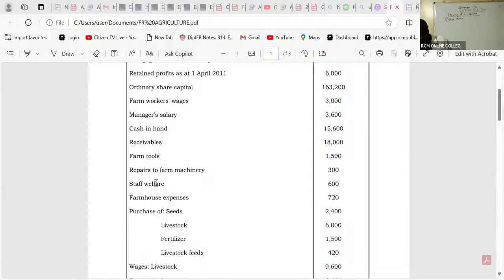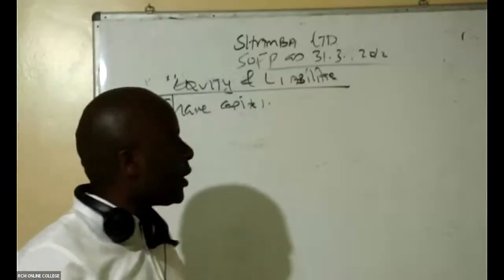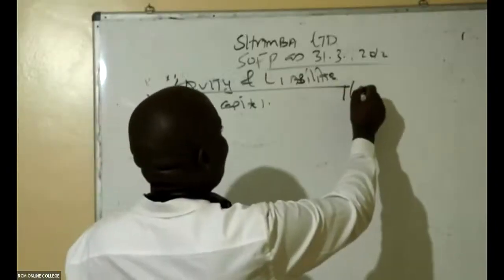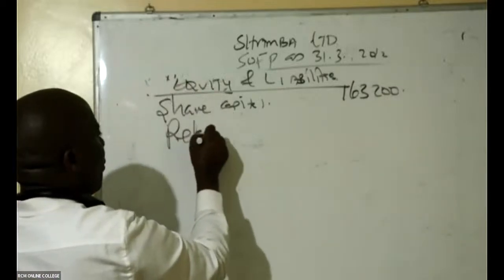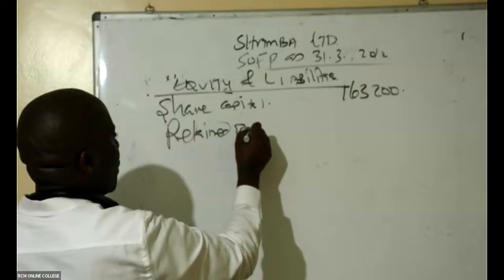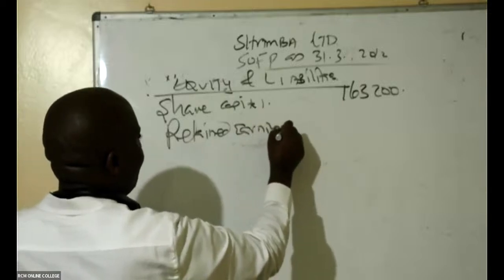Is there anybody who is able to pick? You can see your ordinary share capital, 163,200. And then we have retained earnings, which is a form of equity.